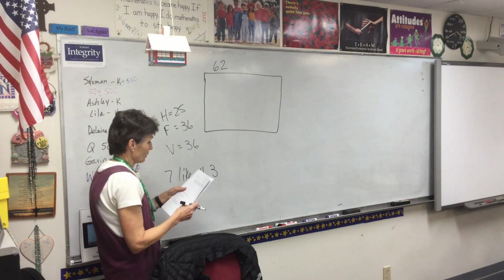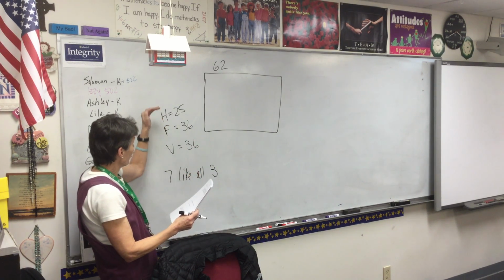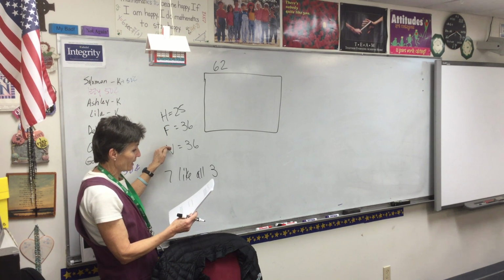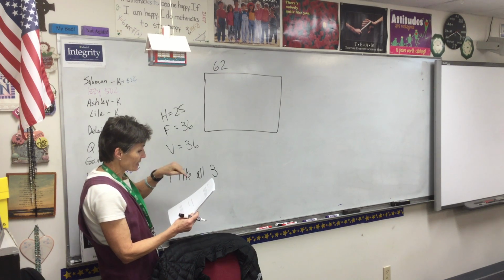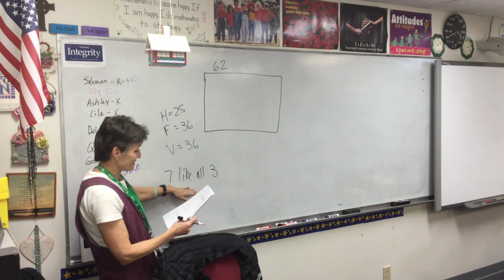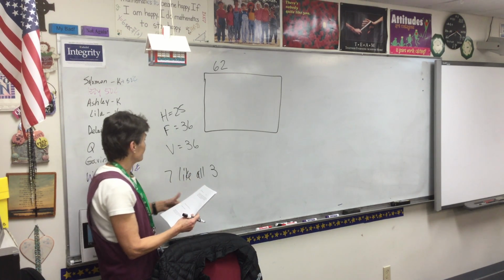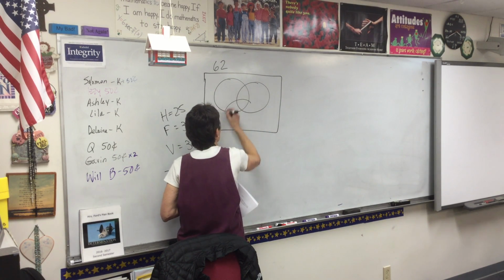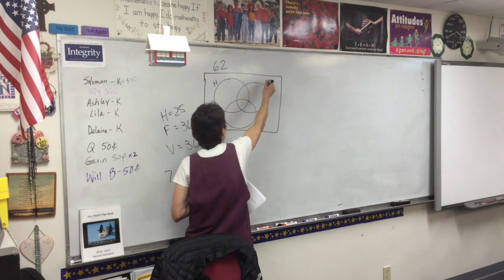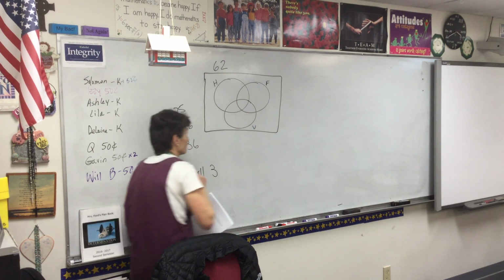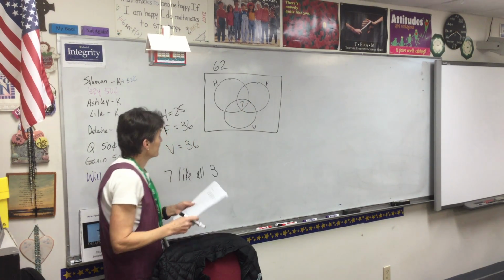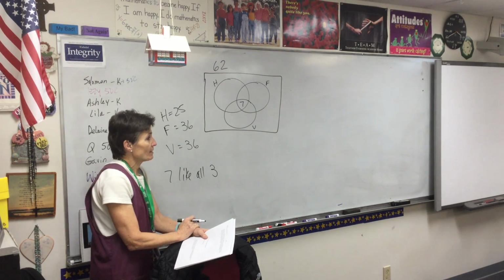7 like all 3. Okay? So let me back up. Let me read through this again. So 25 like Halloween, 36 like the 4th of July, 36 like Valentine's Day, 6 like only Halloween, 10 like only the 4th, 14 like only Valentine's Day, and 7 like all 3. Okay, now we're ready to go. So here are my circles. So I have Halloween, 4th of July, and Valentine's Day. 7 like all 3. So I can go ahead and put that 7 right there in the middle.